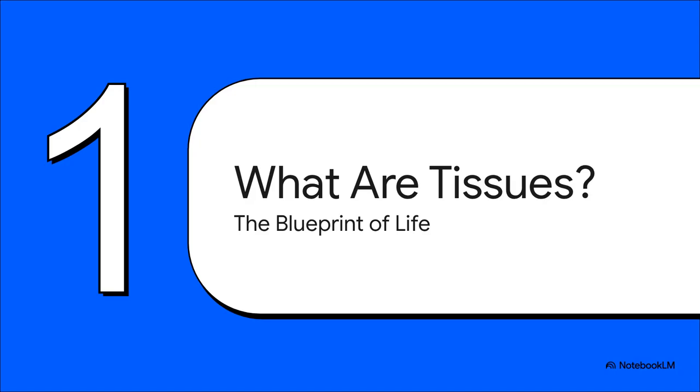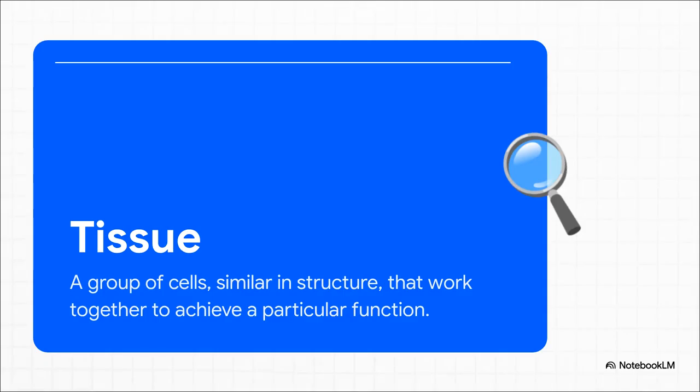Okay, let's start with the big question. How in the world do you go from a single, tiny cell to something as complex as a towering tree or a human being? Where does all that incredible complexity come from? The secret, it turns out, is teamwork. A tissue is just a group of cells that are all pretty much the same, and they've all banded together to do one very specific job. You can think of them as the specialized building materials for life.